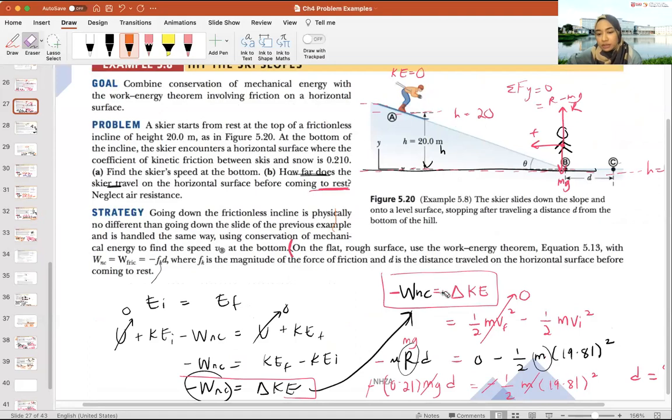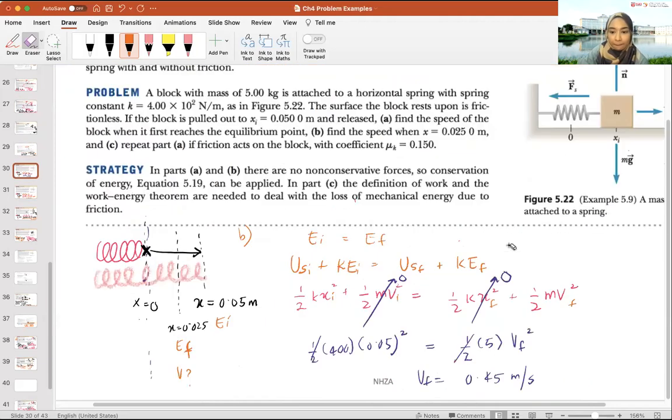I told you WNC is equal to delta KE on a horizontal surface. This is a horizontal surface from B to C. Lebih kurang je. But here, we have friction. So we had to do work to overcome the friction. So benda ni is not equal to 0. But in our example just now, our friction was 0. So WNC equals to 0. And therefore, change in KE is also equal to 0.